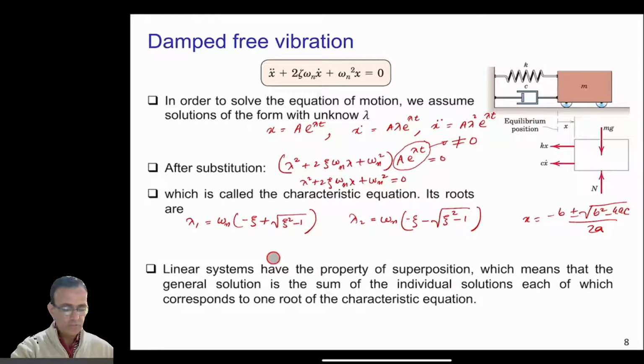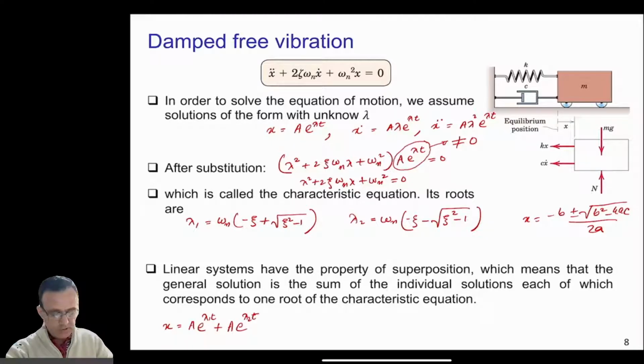Now we know that the linear system has the property of superposition. This means that the general solution is the sum of the individual solutions, each of which corresponds to one root of the characteristic equation. So x becomes equal to A1 e power lambda 1 t, plus A2 e power lambda 2 t. So this will be the solution of this system.